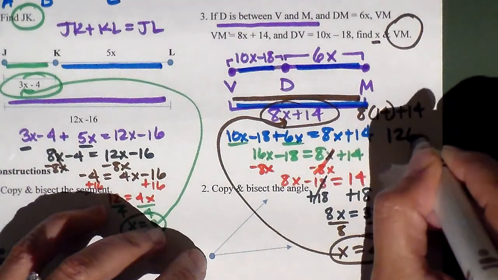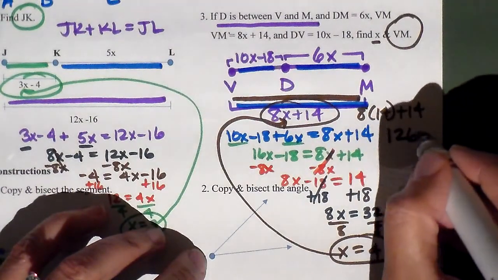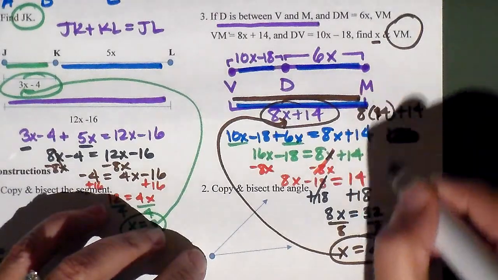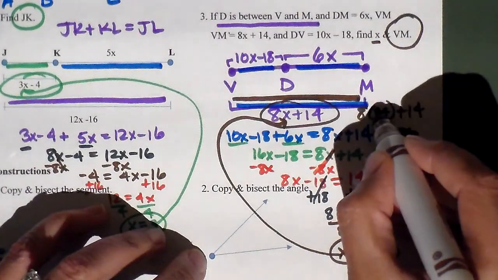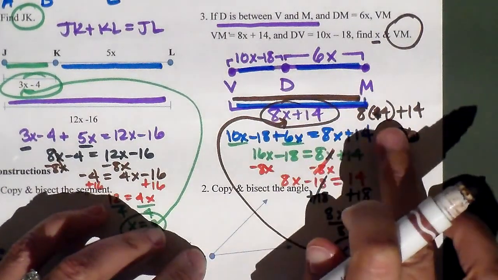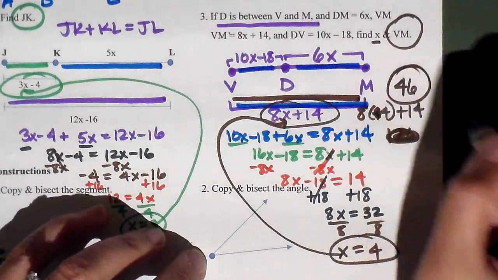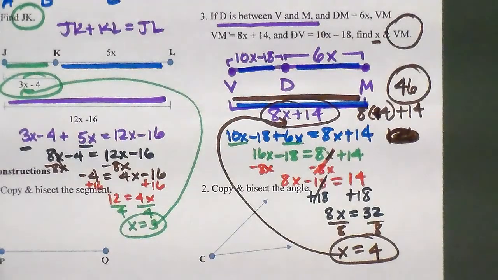Wait a minute, why did I plug in 14? This is what happens when you're tired. What should I have plugged in? 4. So 8 times 4 is 32, plus 14 is 46. I'm sorry, I'm tired. It's raining outside. Long day.